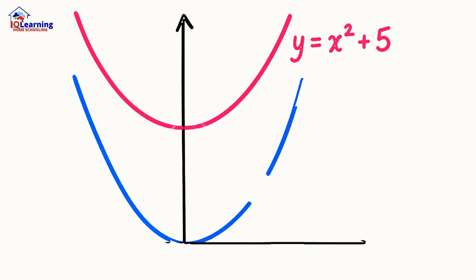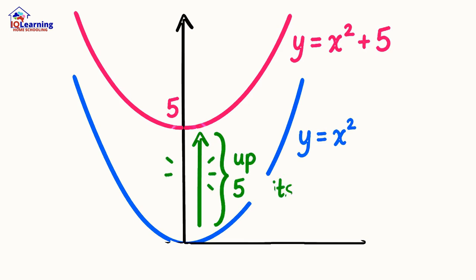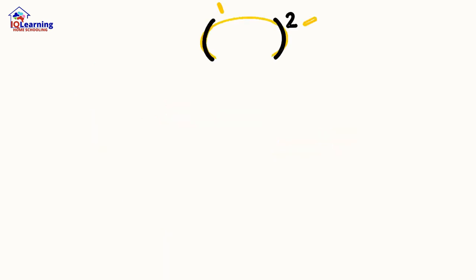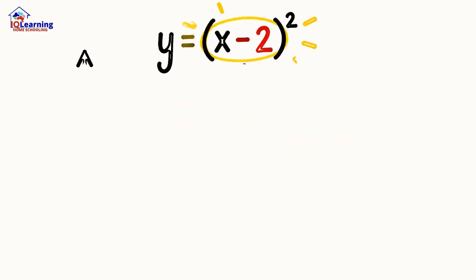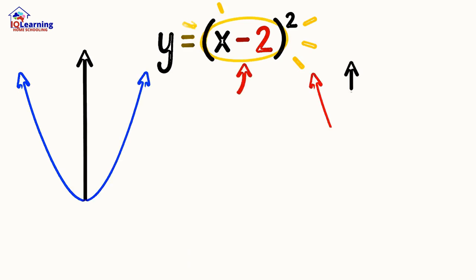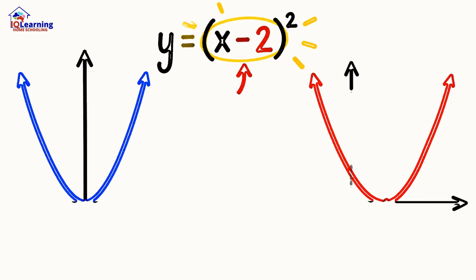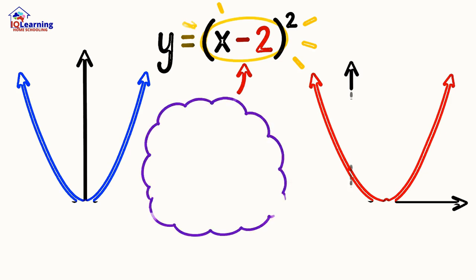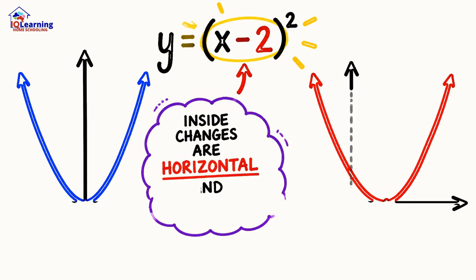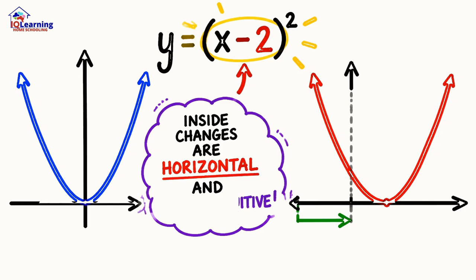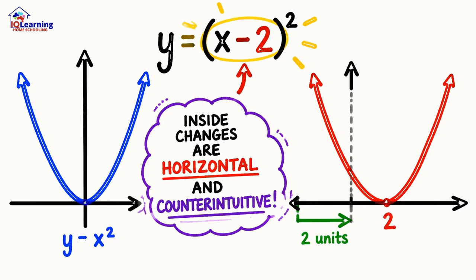Adding a number on the outside, like y equals x squared plus 5, moves the whole parabola up 5 units. It does what you expect. But horizontal shifts are tricky. They happen inside the function's brackets, and they do the opposite of what they look like. The equation y equals (x minus 2) squared actually shifts the graph 2 units to the right. Remember this key takeaway. Inside changes are horizontal, and they are counterintuitive.